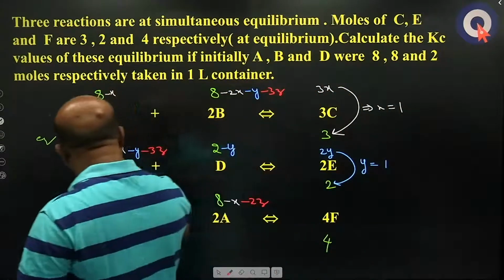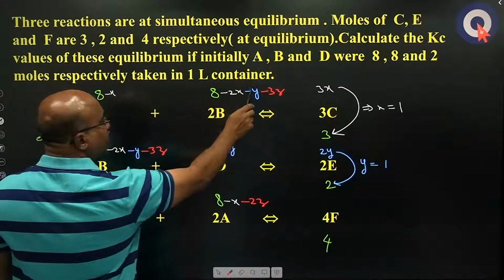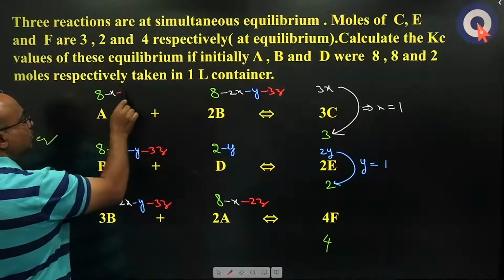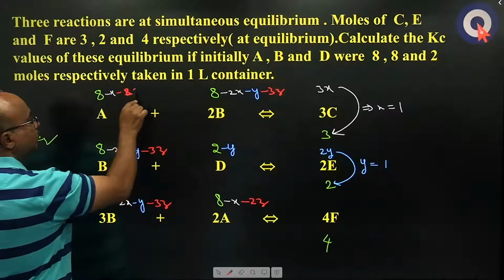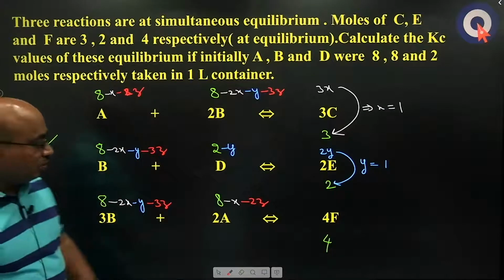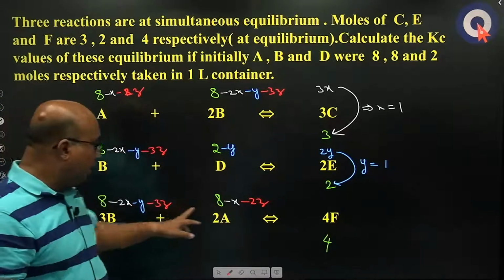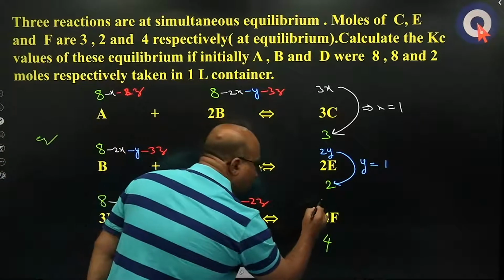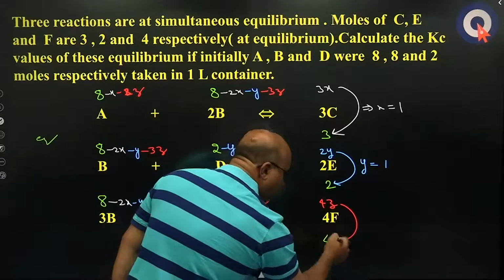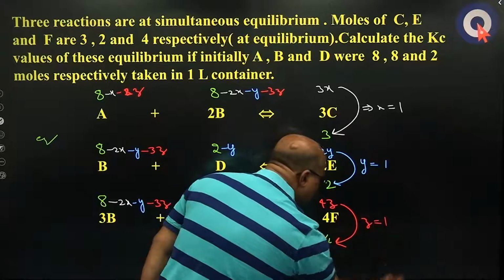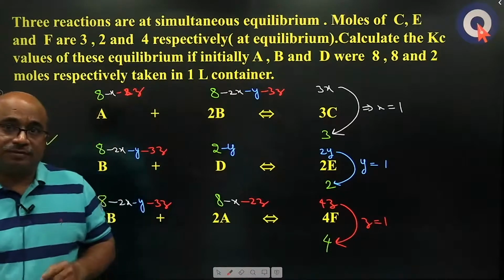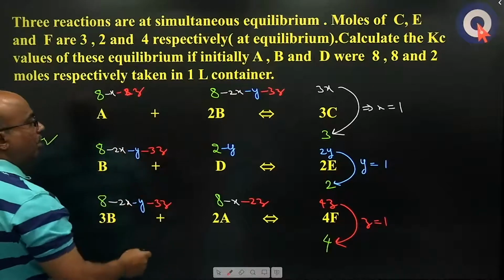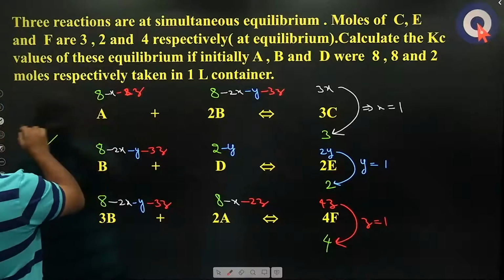So at any situation, B will be 8 minus 2X minus Y minus 3Z. Similarly this, and this is 2Z. How much of this will you get now? When this is 3 and 2, we will get 4, meaning 3Z and 2Z are reacting to give 4Z. This is again equal to 4, which means Z is again equal to 1. You can use any variables. Now what are the X, Y, Z values we got? All are 1.